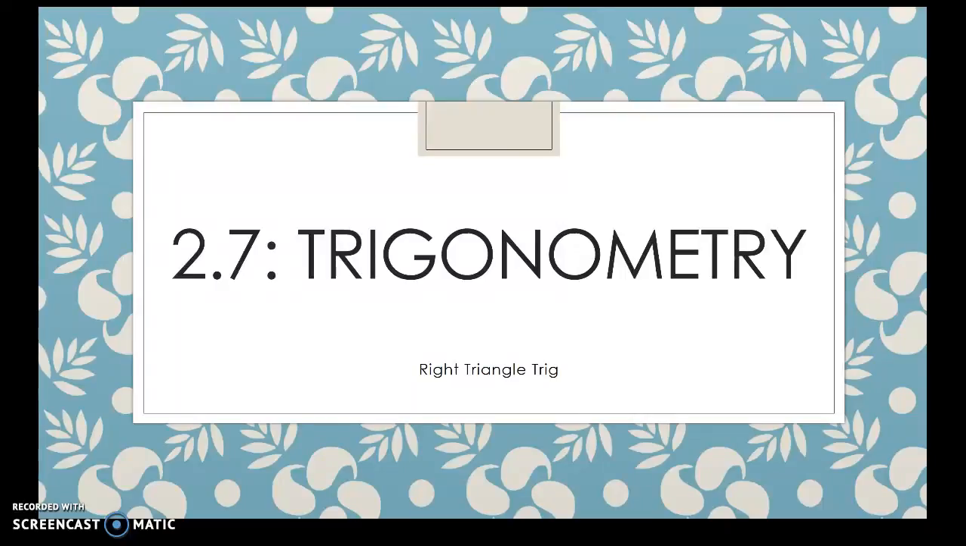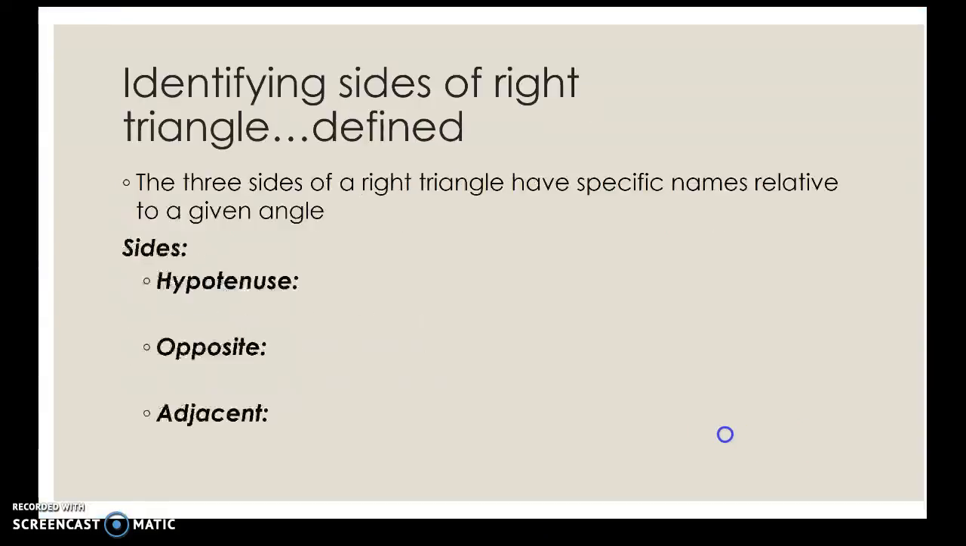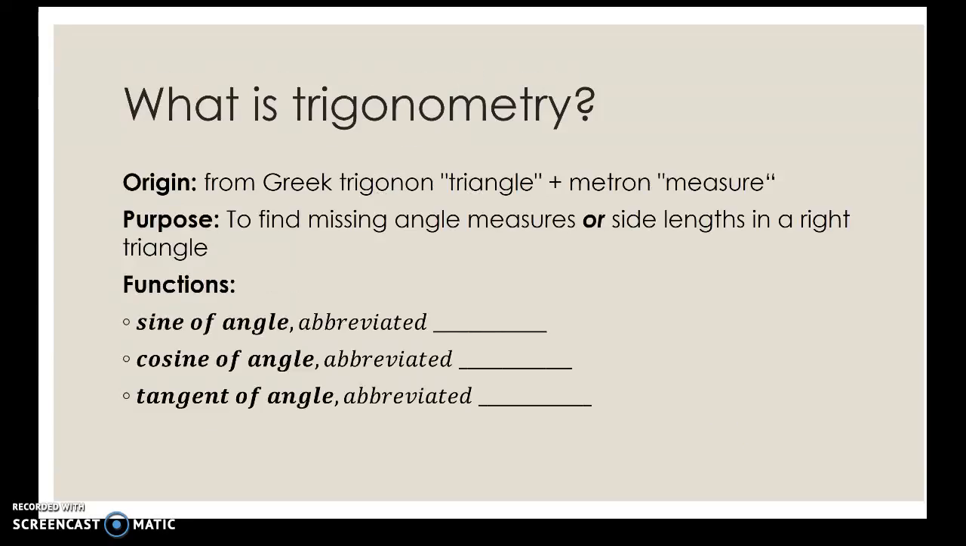Lesson 2.7 is your first introduction to trigonometry, and we'll look at right triangle trigonometry in this lesson. All right, so what is trigonometry? It's from the Greek words meaning triangle and measure. We use trig to find missing angle measures or side lengths in a right triangle. We are studying right triangles specifically.